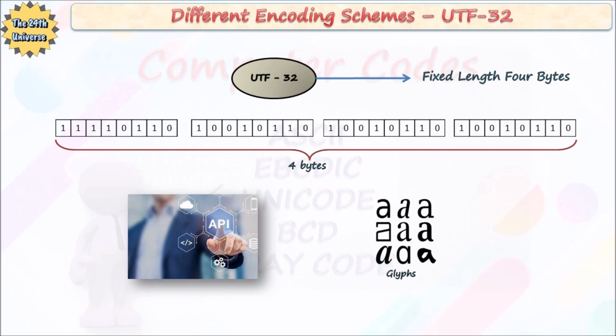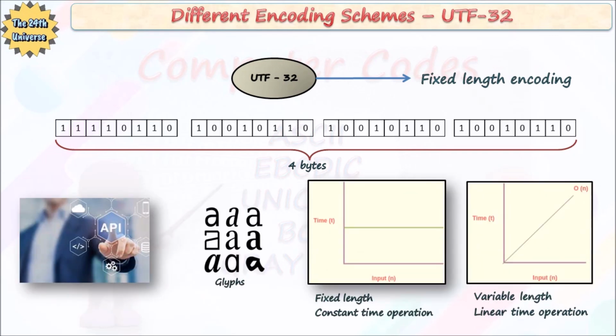The main advantage of UTF-32 is that the Unicode code points are directly indexed. Finding the nth code point in a sequence of code points is a constant time operation. In contrast, a variable length code requires linear time to count n code points from the start of the string.